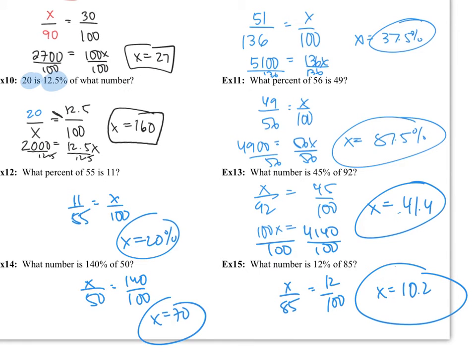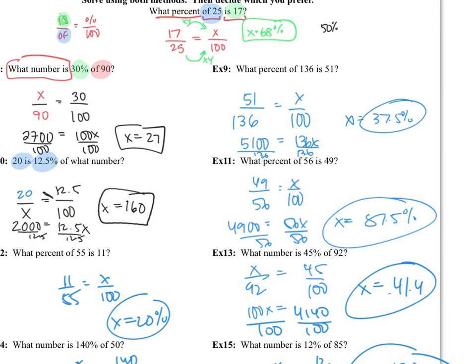So on each of these examples, how we would set it up, for number 9, you would do is over of 51 over 136. You would cross multiply to get 5100 equals 136x. Divide both sides by 136, and you get that it's 37.5%. On example 11, you've got is 49 of 56, so is over of equals x over 100. Cross multiply to get 4900 equals 56x. Divide both sides by 56 to get 87.5%.